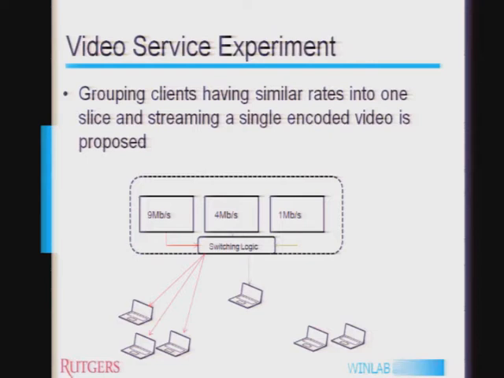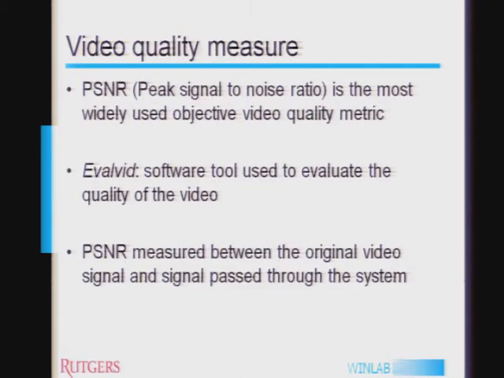So there's a switching logic which hands over the client to another slice. That's the goal of this experiment, to show how you can use the infrastructure. We're saying you can switch the client between slices and stream the right kind of video. Okay. So to actually evaluate the video quality, we need some kind of a metric. For that, we're using an objective metric.